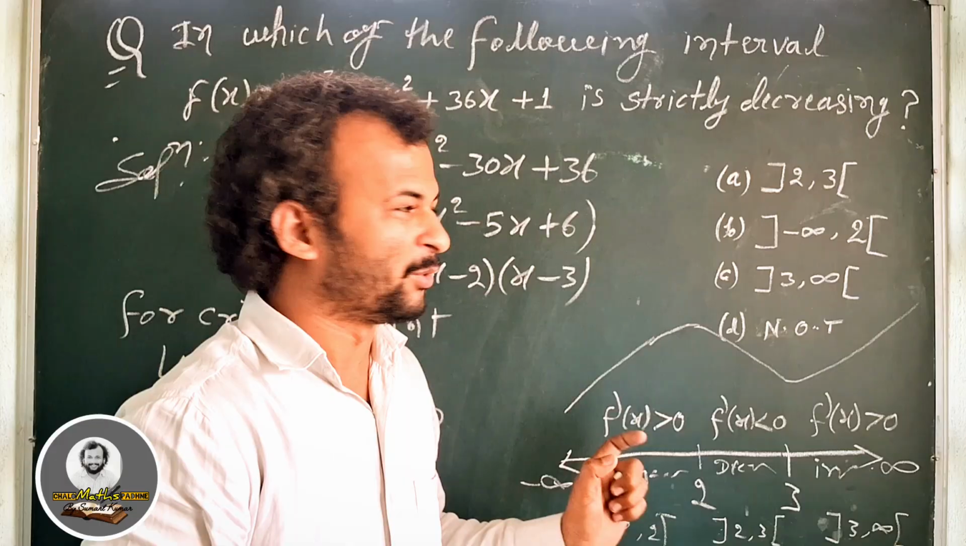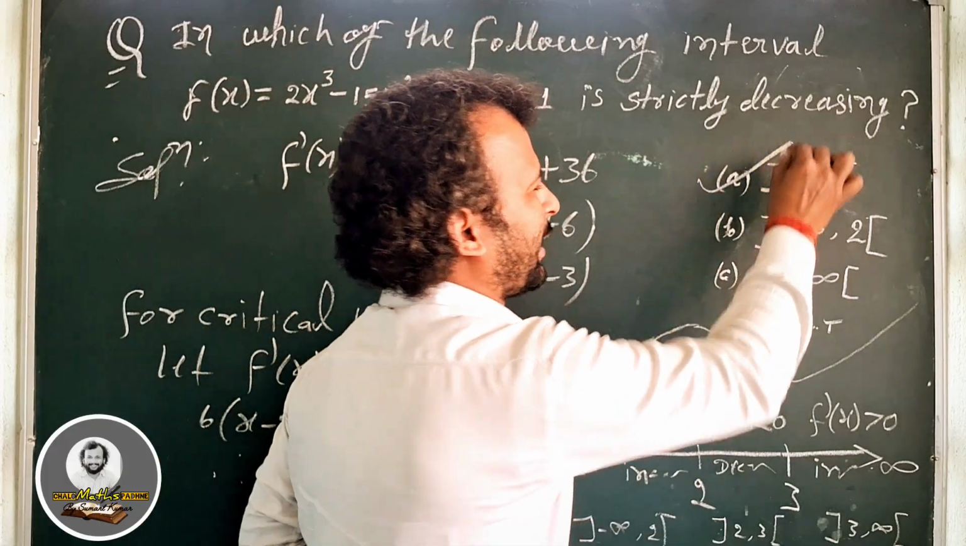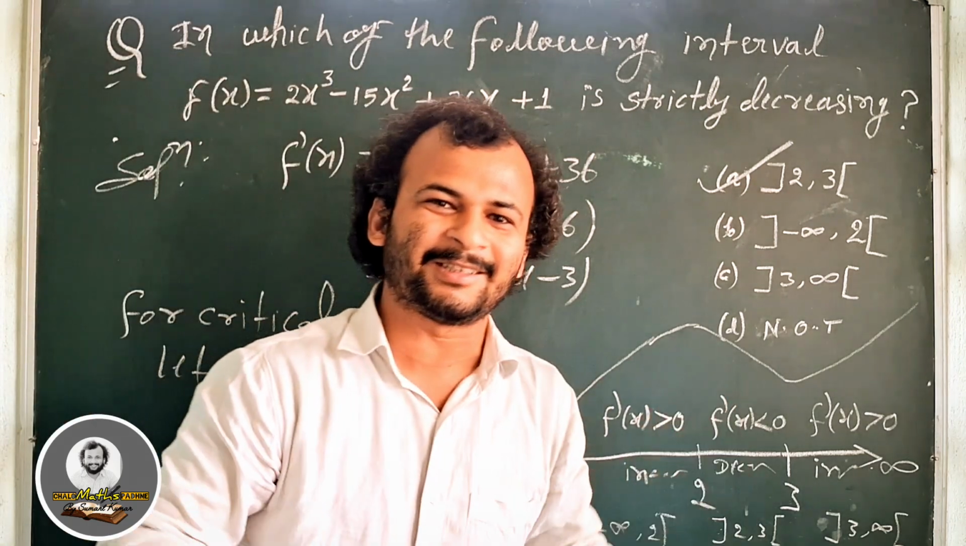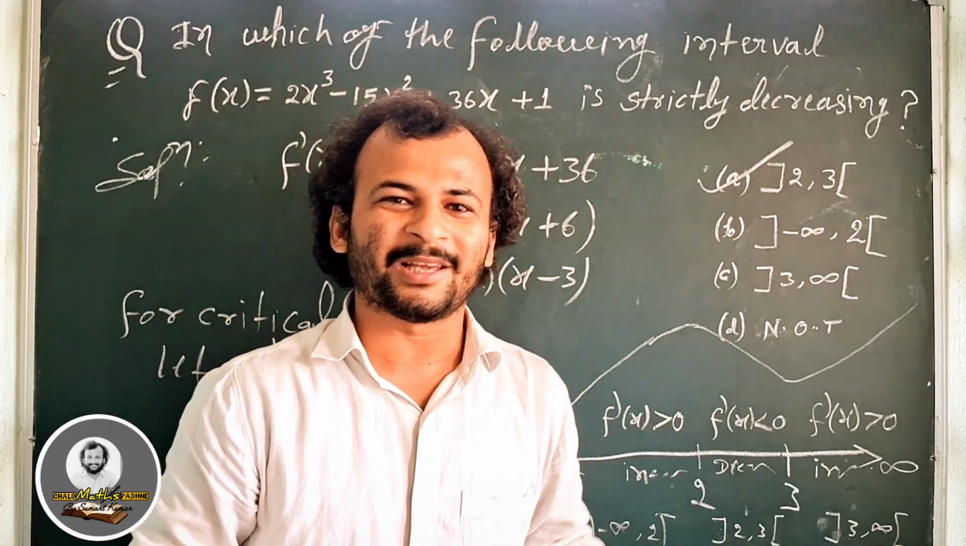Means our answer should be what? Option A is the right answer of this question. Means in this interval the given function is decreasing. Okay, I hope you all have understood it.